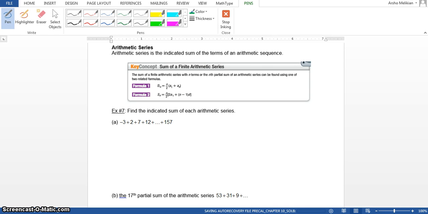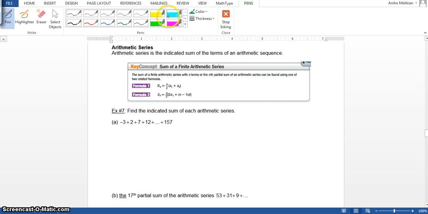If we take an arithmetic sequence and add up all of its terms, then what we have is an arithmetic series. To add up the series, we have two formulas here. Because you have an arithmetic series, you have a common difference that's being added to each and every single term. It makes it easier because there is a pattern. It makes it easier to add using a simple formula.